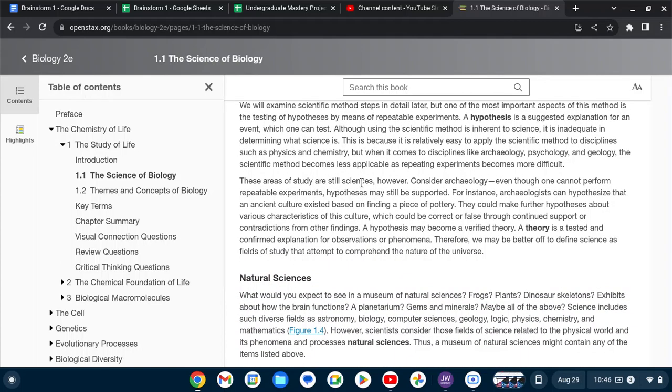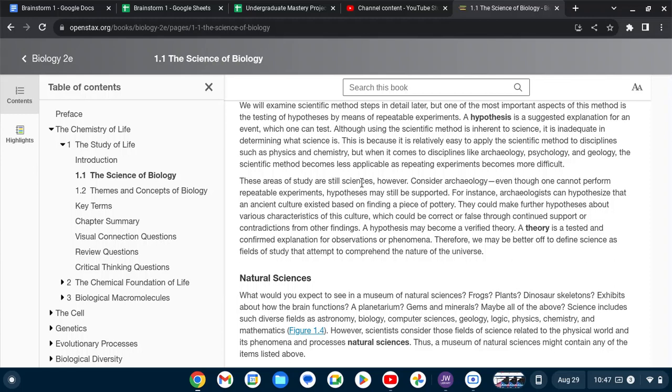We will examine scientific method steps in detail later, but one of the most important aspects of this method is the testing of hypotheses by means of repeatable experiments. A hypothesis is a suggested explanation for an event, which one can test. Although using the scientific method is inherent to science, it is inadequate in determining what science is.